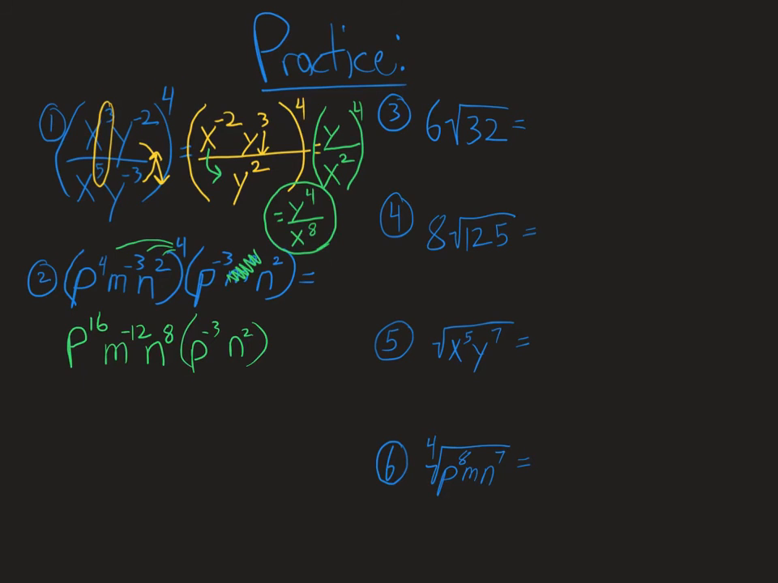Okay, now I'm going to rewrite it to deal with those negatives. I've got p to the 16 is going to stay on top, but that p to the negative 3 is going to go to the bottom. My m to the negative 12 is going to go to the bottom and become positive. And the n's stay on top. Okay. So to be clear, that negative went to the bottom, that negative went to the bottom. Everything else stayed on top.